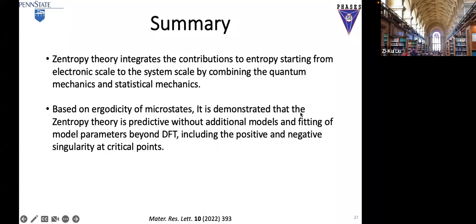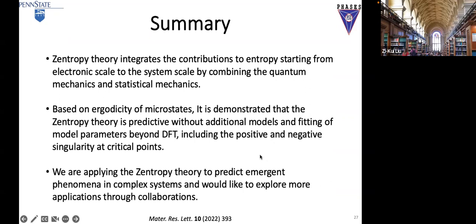Of course, you can question that DFT may have some problems too. Of course, it does, including the singularity at a critical point, where some expansion goes to infinity, positive and negative both. And we just got a new project on this one, really on Zentropy now. We're going to predict a number of properties.